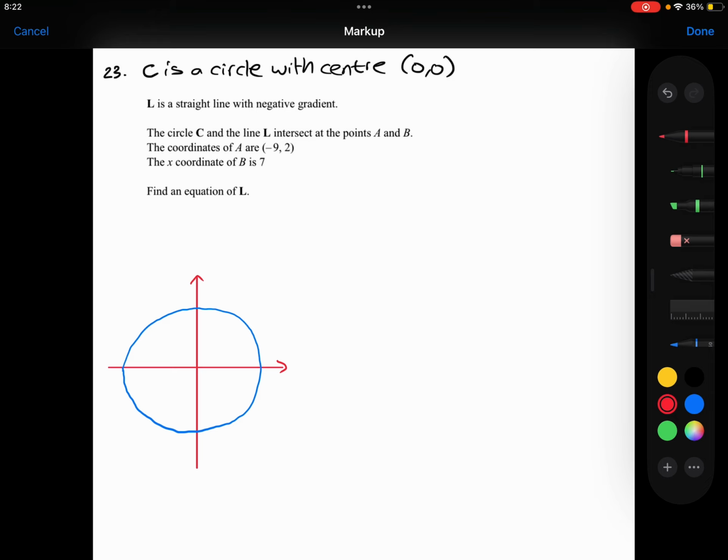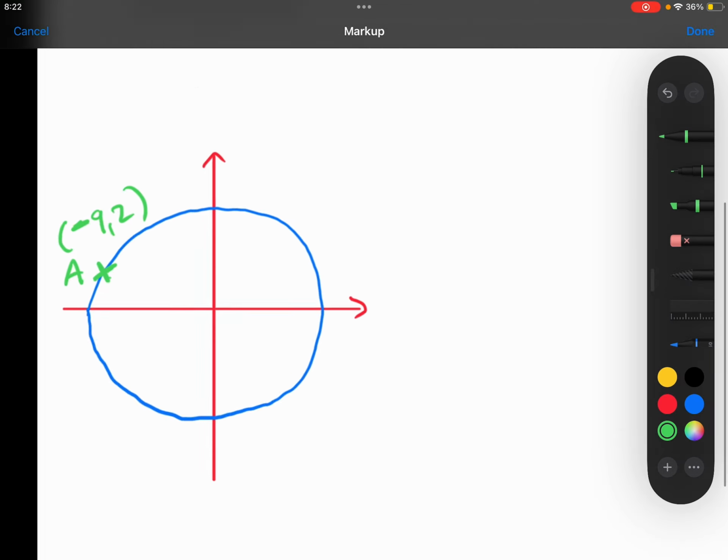going on. You can see I've drawn a set of axes, and I've drawn a blue circle that's got a centre 0, 0. I'm now going to draw a straight line going through the points A and B that are also on the circle. So the coordinate of A is -9, 2, which is roughly over here. This is just a sketch, doesn't have to be accurate. So this is A, which has got the x-coordinate of -9 and the y-coordinate of 2.